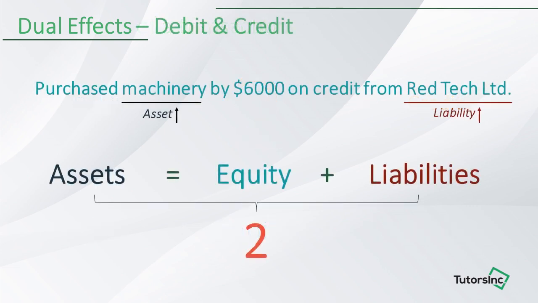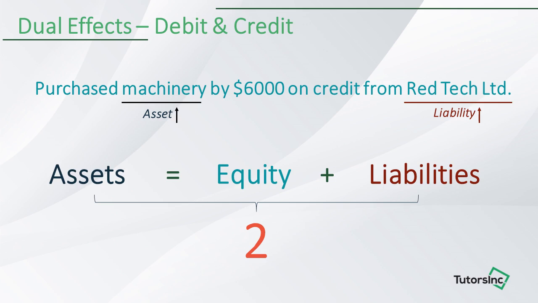Let's look at this transaction. It says that the business purchased machinery worth $6,000 on credit from RedTech Limited. By on credit, we usually understand that the business has purchased the machinery without paying for it. Hence, it owes $6,000 to RedTech Limited.